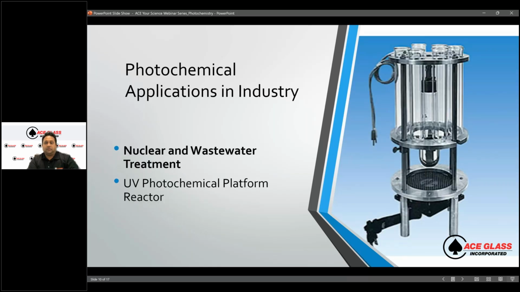So there's another application that's really popular, which is the nuclear and wastewater treatment application for photochemistry. And this is really interesting because not only can you degrade the waste, or any type of material or biohazardous material that's contained within wastewater, using ultraviolet light, primarily because of its ability to cleanse, of sorts, you can also use it in combination with catalysts.